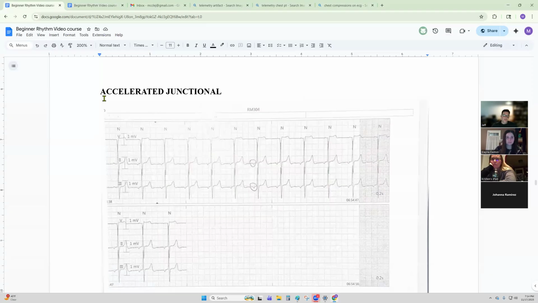The inherent heart rate of the junctional area is between 40 and 60. This one here just has to be accelerated. So accelerated is 60 to 100. Anything over 100, then it becomes junctional tachycardia. So this one happened to be, let's see if I can find a nice perfectly lined up spot right there. 300, 150, 100, 75, almost exactly 75. So it's just a little bit above 60. So it's accelerated junctional.